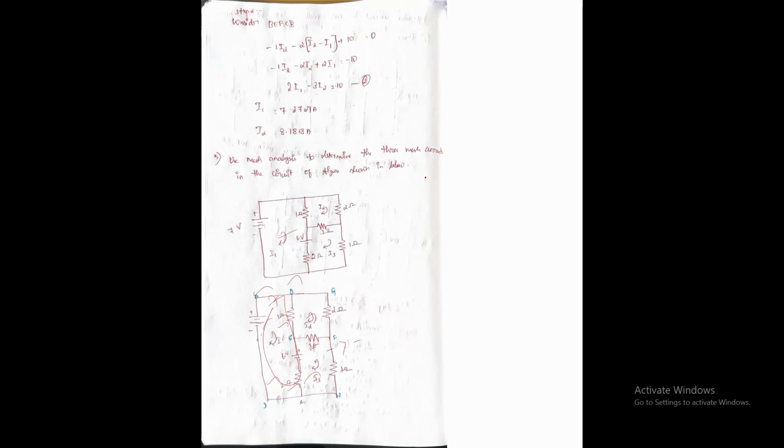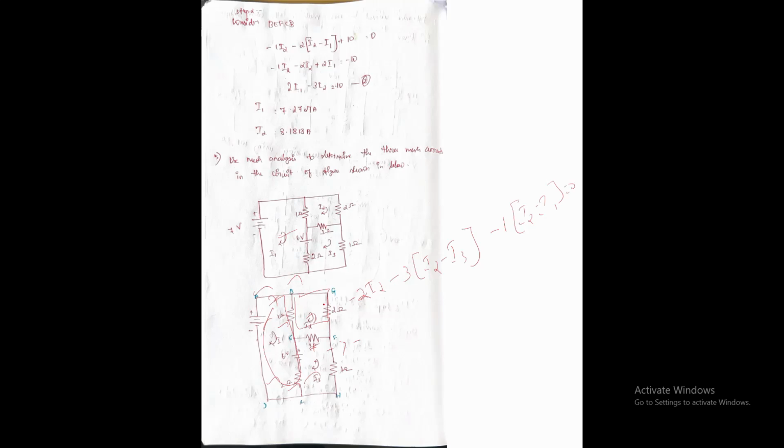Similarly, equations 2 and 3 are obtained from loop 2 and loop 3, from I2 and I3. From B, G, F, E and B, this is the second loop. The equation carries minus 2 into I2, and the 3 ohm resistor has the currents I2 and I3, so minus 3 into (I2 minus I3). The 1 ohm resistor has a combination of I2 and I1, so plus 1 into (I2 minus I1) equal to 0.